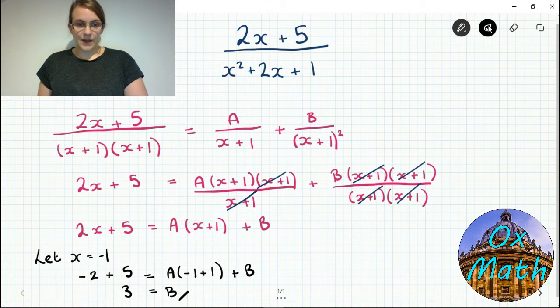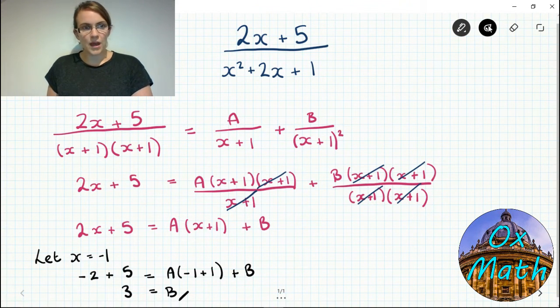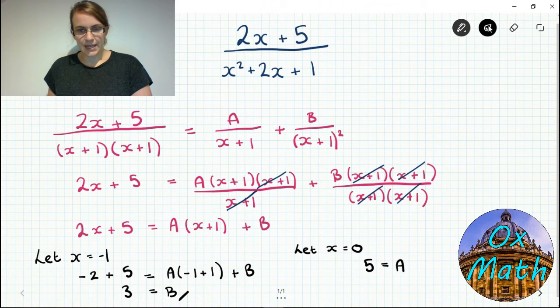We could pick another value of x, and now we know our answer for b as well. That will give us enough information. The only unknown would be a. The easiest value to pick would be x equals 0. So 2 times 0 is 0, leaves us with just our 5 on the left hand side, and a times x plus 1 is just 1, so a plus b.